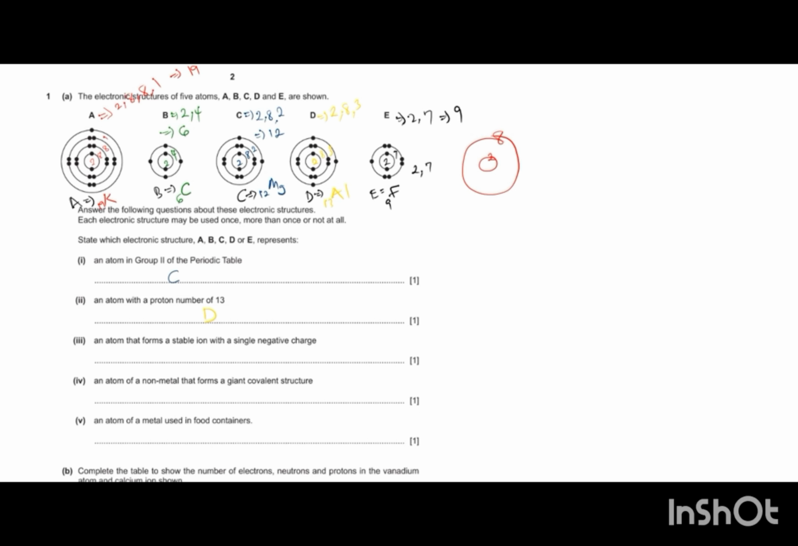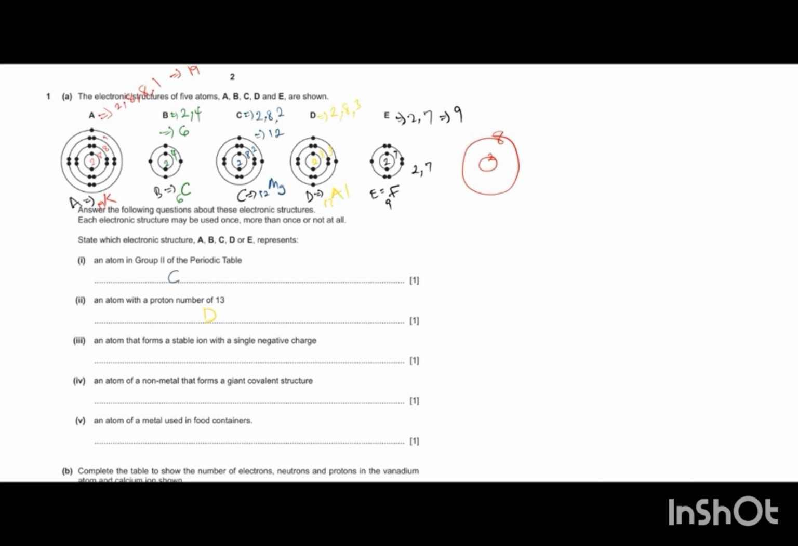So an atom that forms a stable ion with a single negative charge. That is fluorine. Fluorine actually has 7 electrons in its outer shell, with 1 remaining to complete 8. So it's fluorine, which is E.